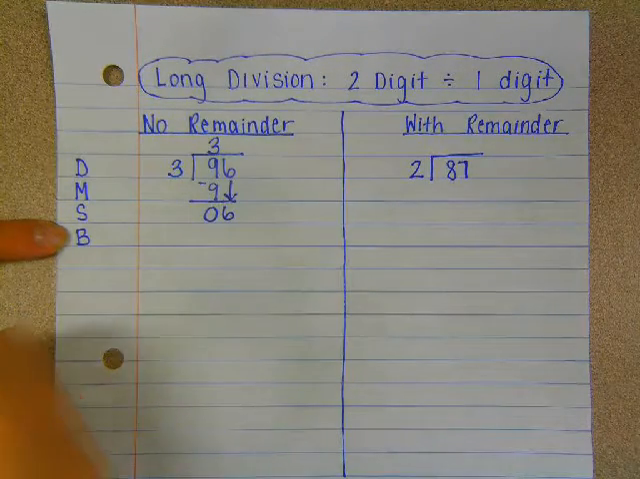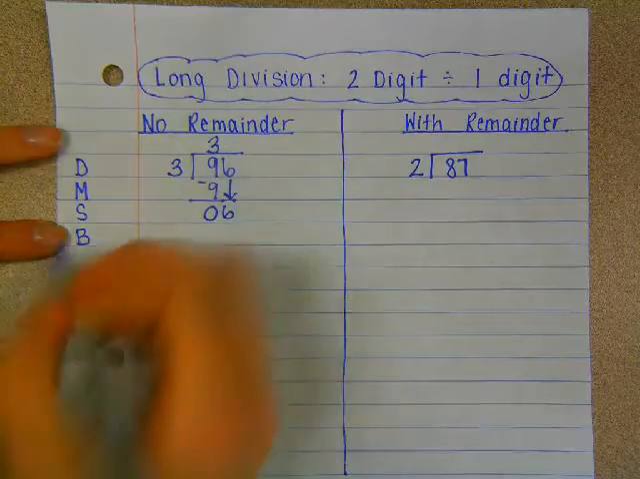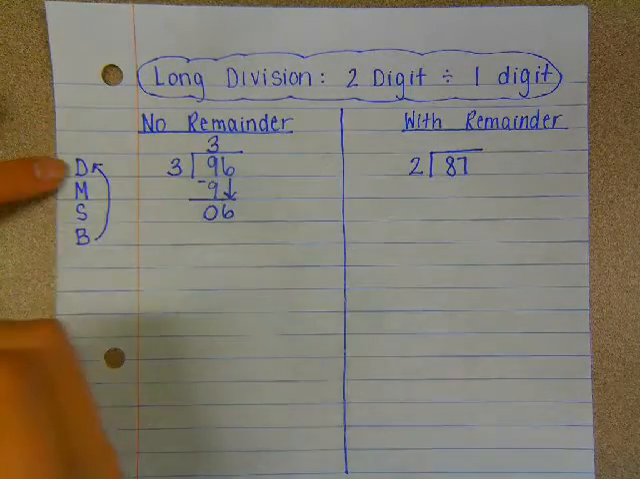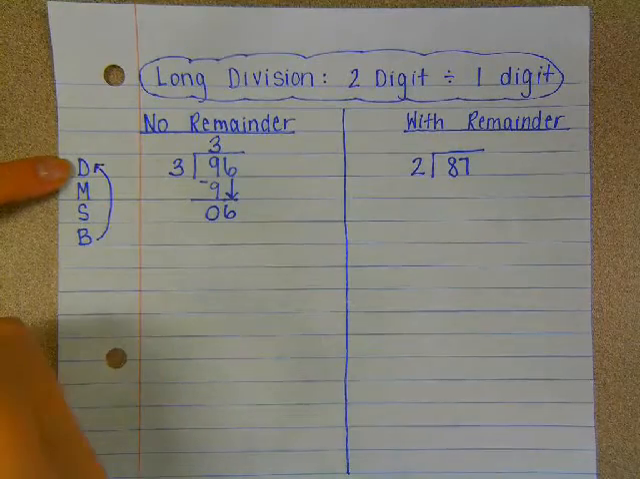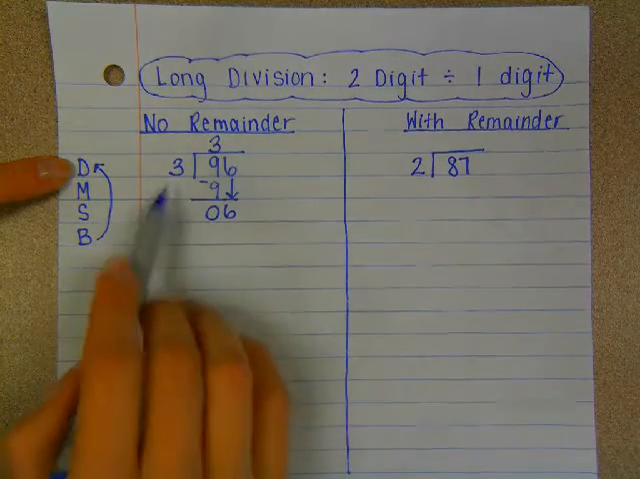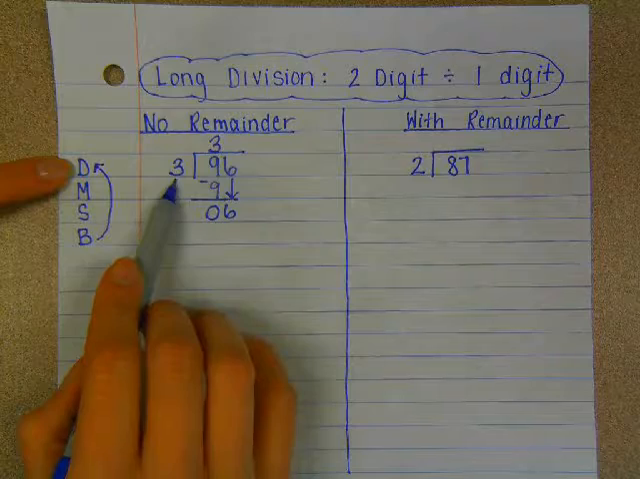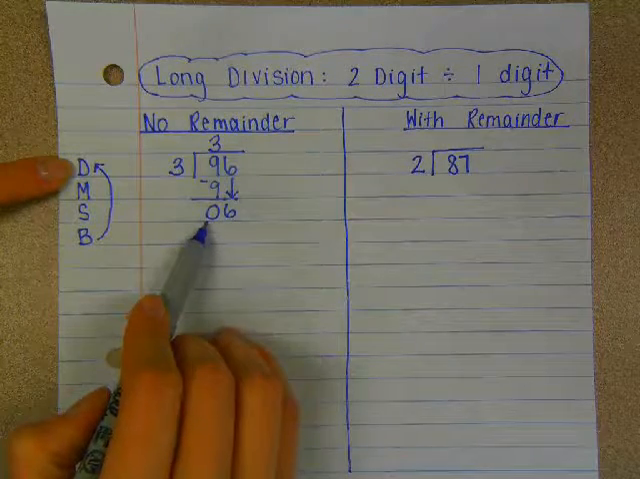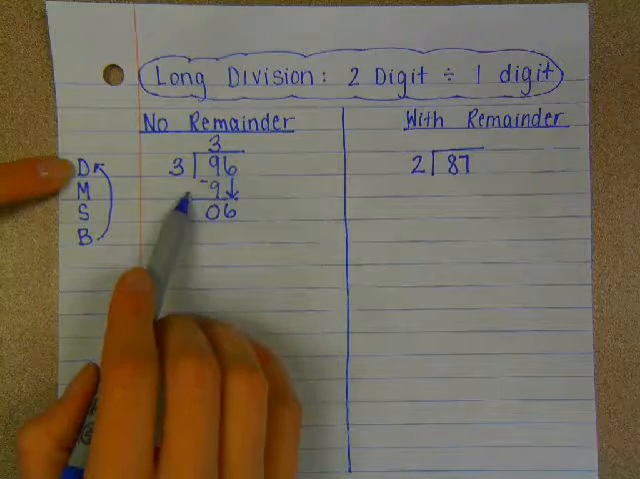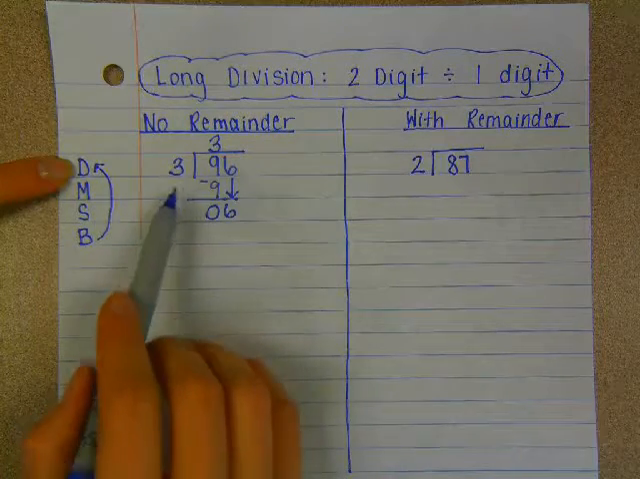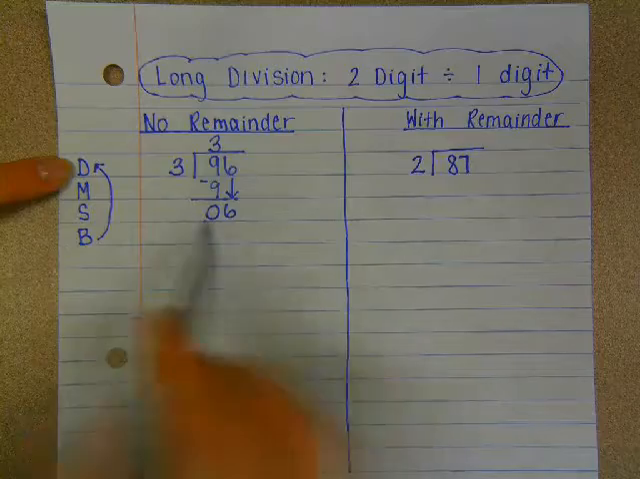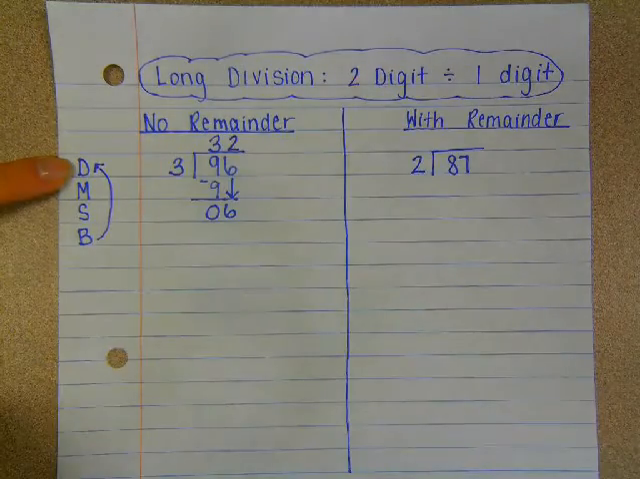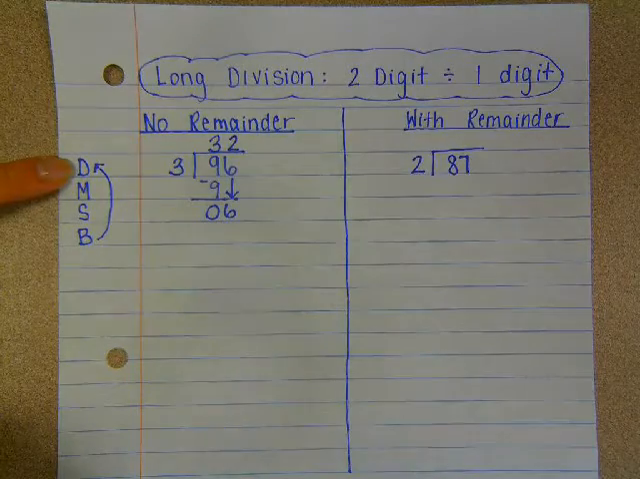And now that I have completed that last step, I need to repeat the steps. So I go back up to divide. And I ask myself, how many times can 3 go into 6? Another way to ask that is, what is 6 divided by 3? I know that 3 can go into 6 2 times without going over. So I put a 2 on top of the 6.